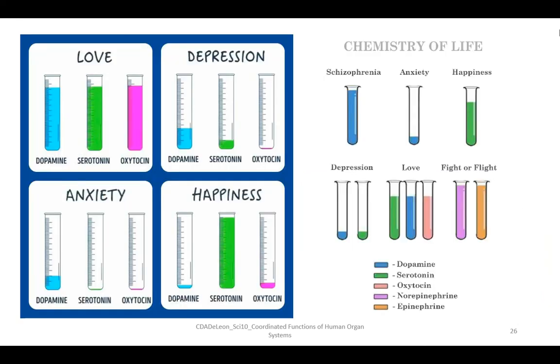So this is the chemistry of life. If you feel in love, dopamine, serotonin, and oxytocin are high. If dopamine, serotonin, and oxytocin are low, then you're depressed. Anxiety: dopamine is little, serotonin almost none, and oxytocin. And happiness: look, serotonin is high, dopamine and oxytocin are low. When you are in love, you are chemically high. So these are another chemistry of life.